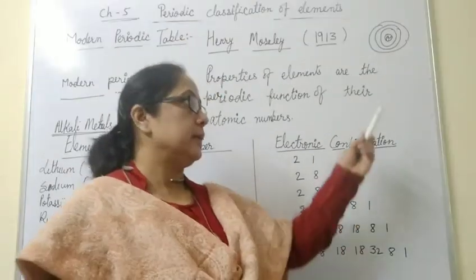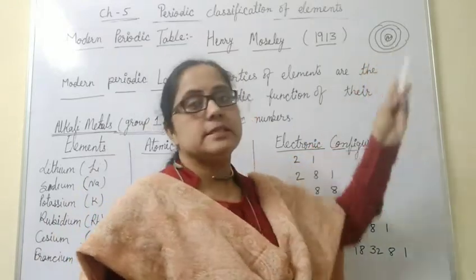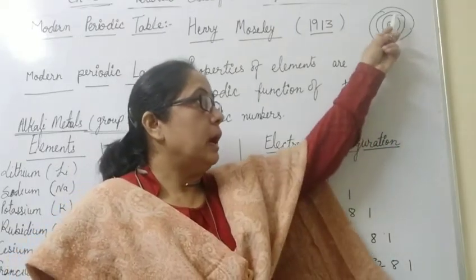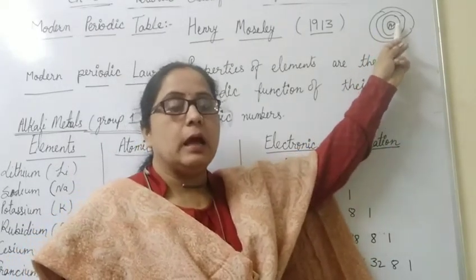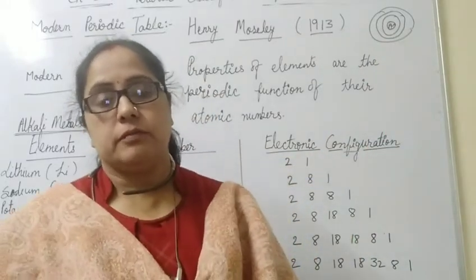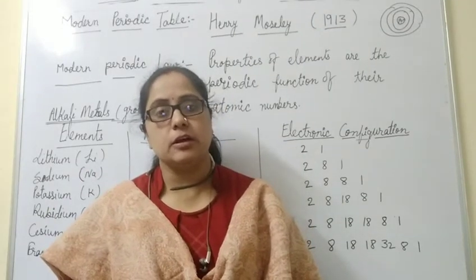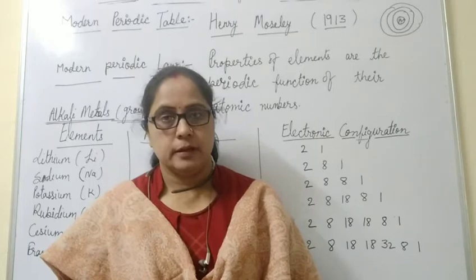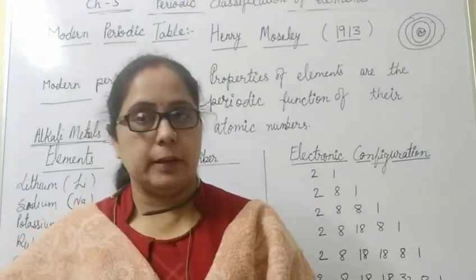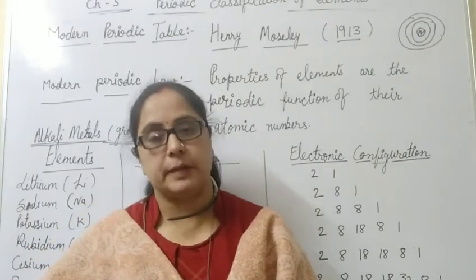Protons and neutrons are present in the center of the nucleus, you can see here, which is very inside, in the center of the atom, while electrons are present in the outer shells around the nucleus. So he took the atomic number, which is related to electrons. He arranged the elements in increasing order of their atomic number and made a table, and that table was known as the modern periodic table. The modern periodic table is also called the long form of the periodic table.